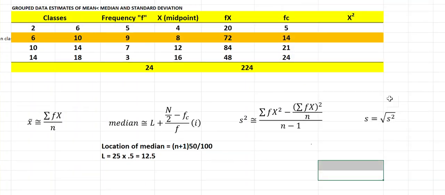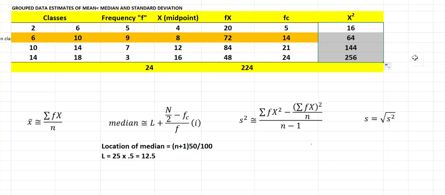So that's the column for x squared, and that's equal to 4, which is the first midpoint. To do that in Excel, it's just the cell squared. That's 16, and I do that for 8 squared, right? 64, 144, and so on. So let's do that. 256. Okay.